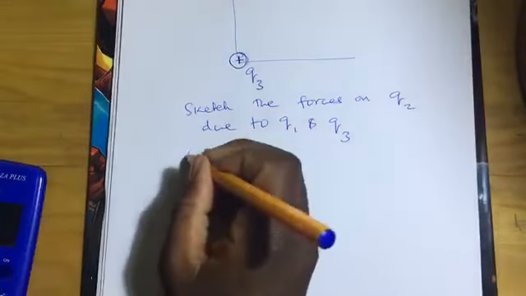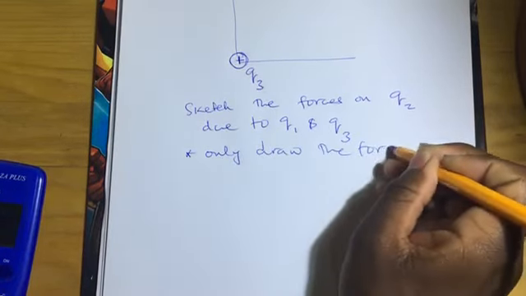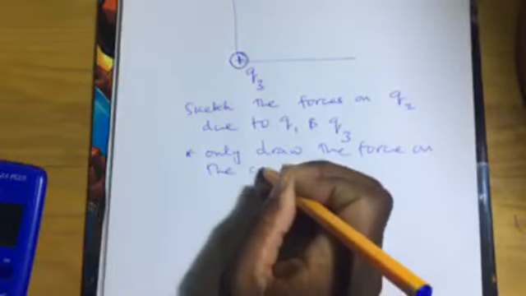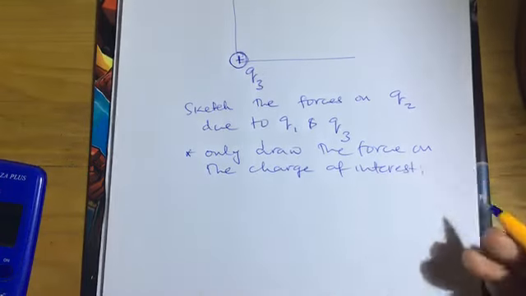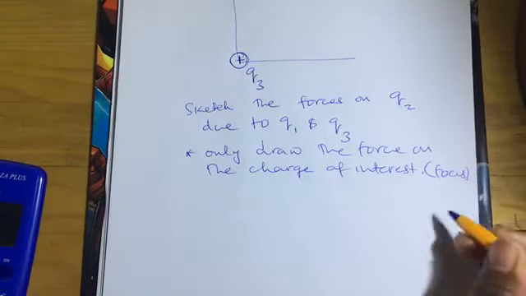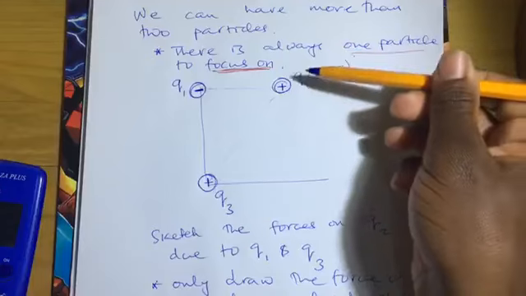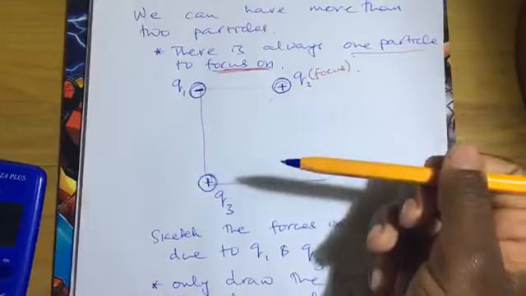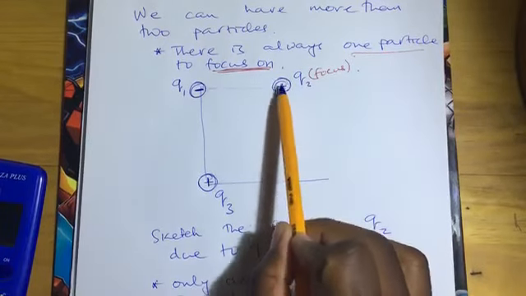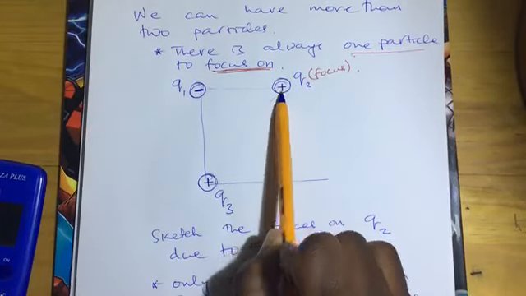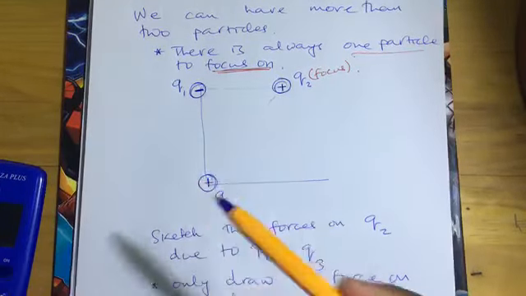Now, here's a trick. Only draw the force on the charge of interest. Or rather, the focus. So here I want you to focus on Q2. Q1, yes, will be attracted to Q2, but Q2 will also be attracted to Q1. Now, we are focusing on Q2, so the arrow should move from Q2 towards or away from the particular charge of interest.